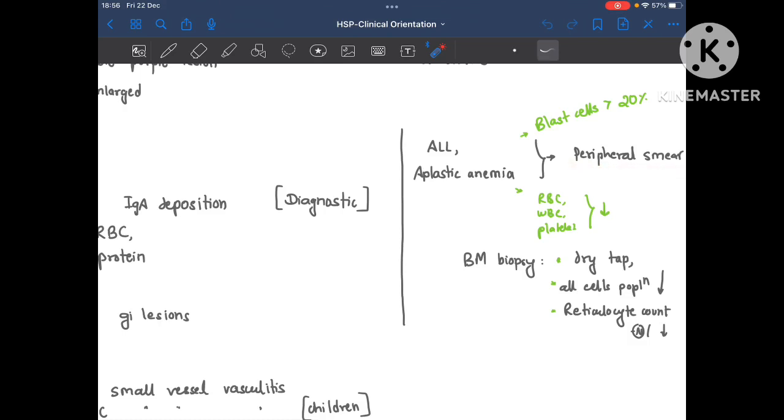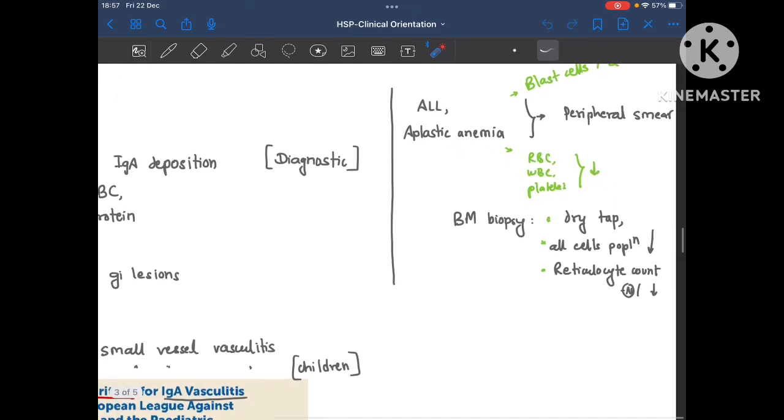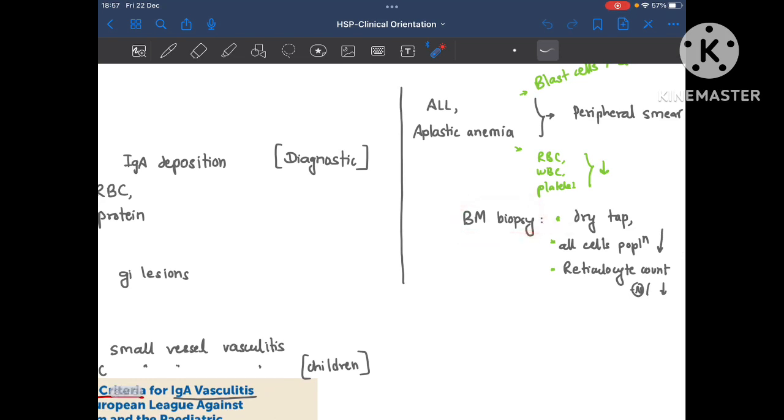do a peripheral smear, and blast cells more than 20 percent is diagnostic in ALL. In aplastic anemia, RBC, WBC, and platelet counts are all decreased. Then a bone marrow biopsy can be done, and in aplastic anemia there will be a dry tap because no precursor cells are present. Aplastic, the name itself says, no precursors. It is actually a misnomer; it should be aplastic pancytopenia. So there are no bone marrow precursor cells, and the bone marrow biopsy procedure will be dry. You won't get a proper biopsy, and all cell populations will be decreased. Aplastic pancytopenia, as I have said.